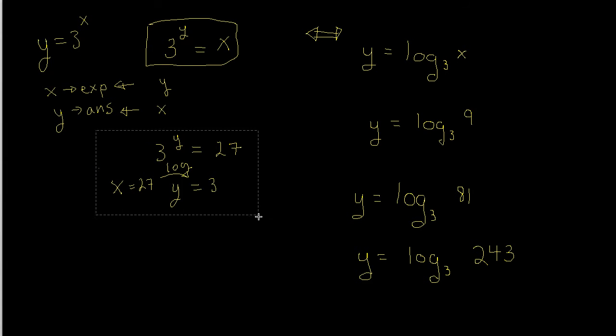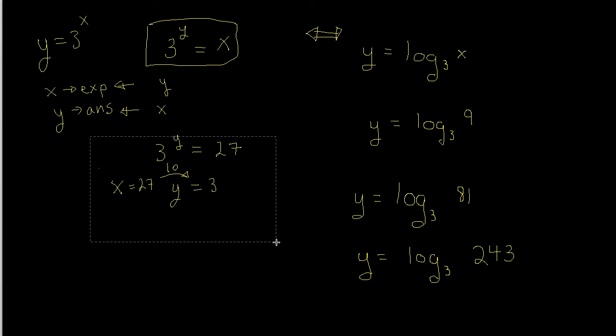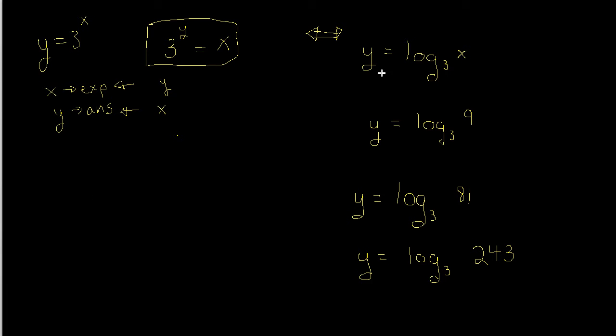Okay, so let's go over here and look at this. You've been told that if you have a statement like this, you can rewrite it like that, and this always works every single time. So this is telling you the base, this is what goes as the exponent, and this is the answer here. So 3 to the y equals x.